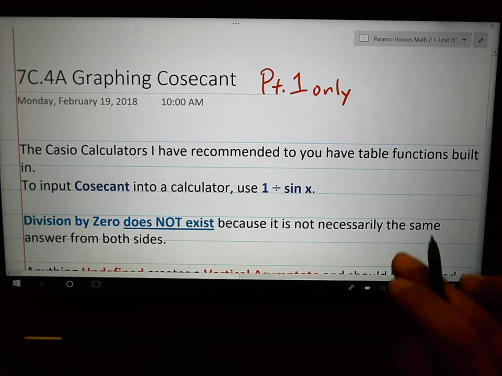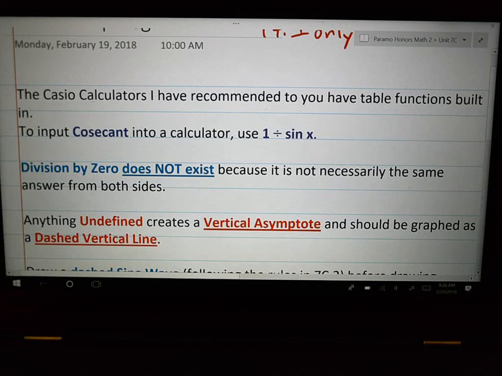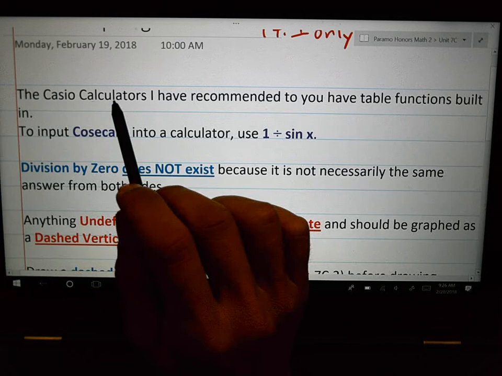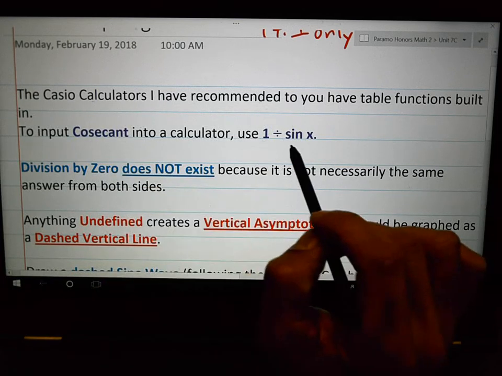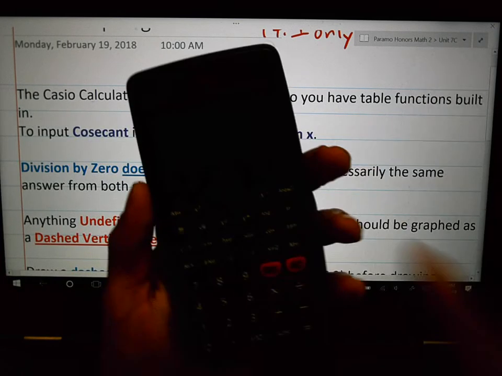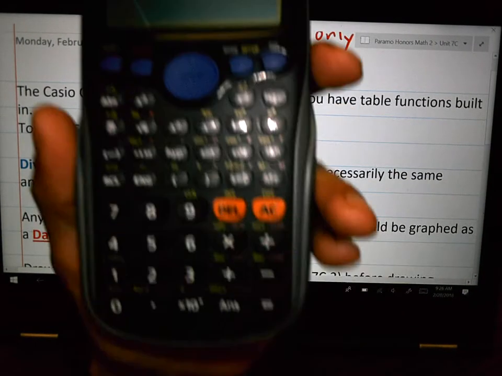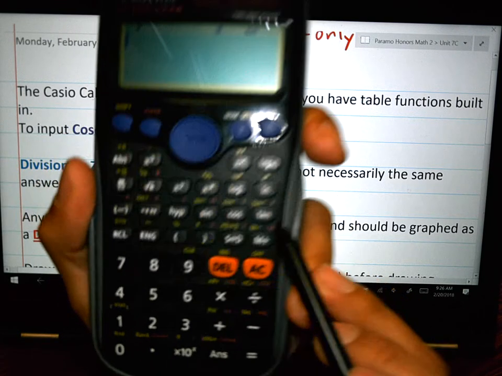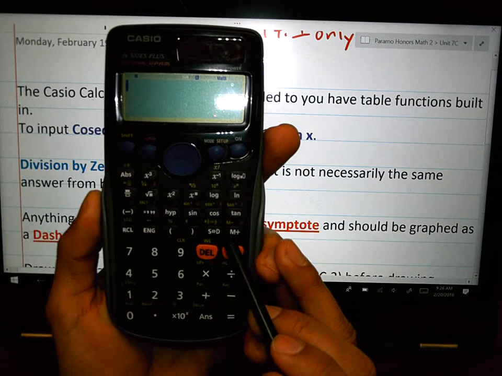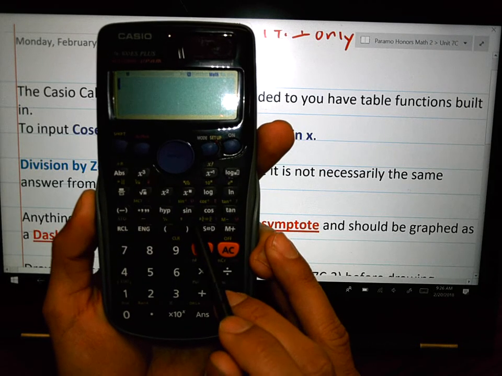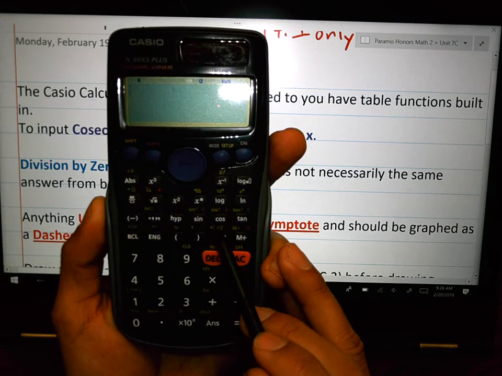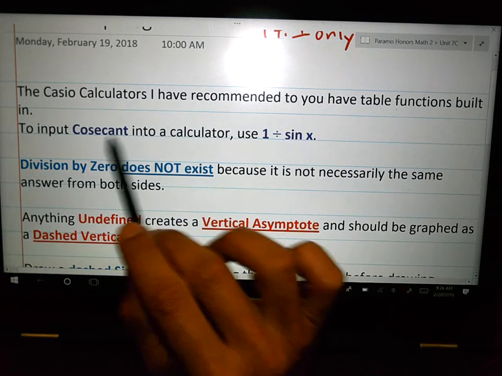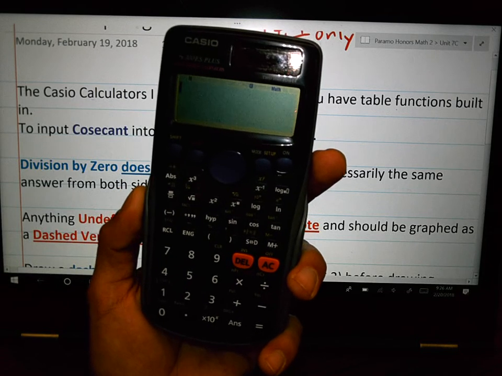So the first thing that I need to talk to you about are calculators. We're going to be dealing with cosecant, and if you are trying to punch cosecant into your calculator, there is no cosecant button on this calculator. We have a sine, a cosine, and a tangent, but we do not have a secant, cosecant, or cotangent button, so we will have to use its reciprocal identity when we plug it into our calculators.